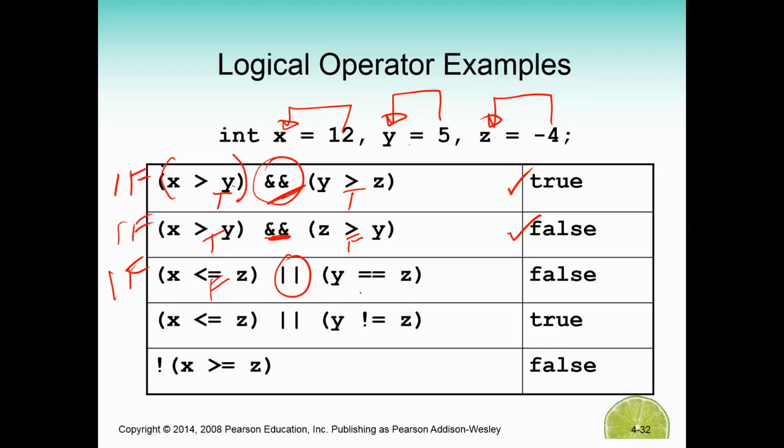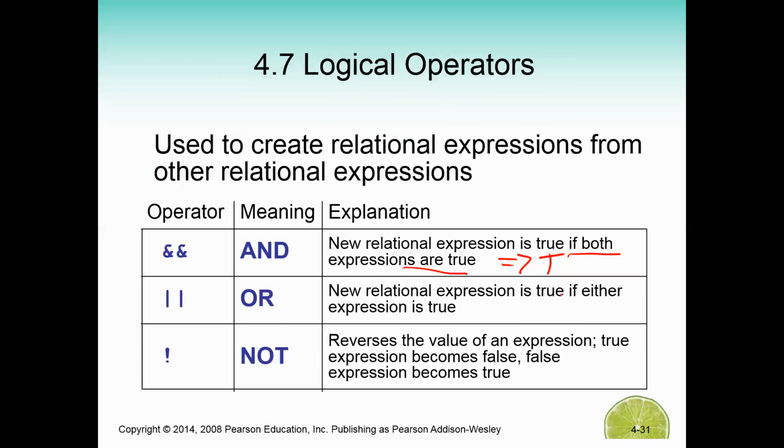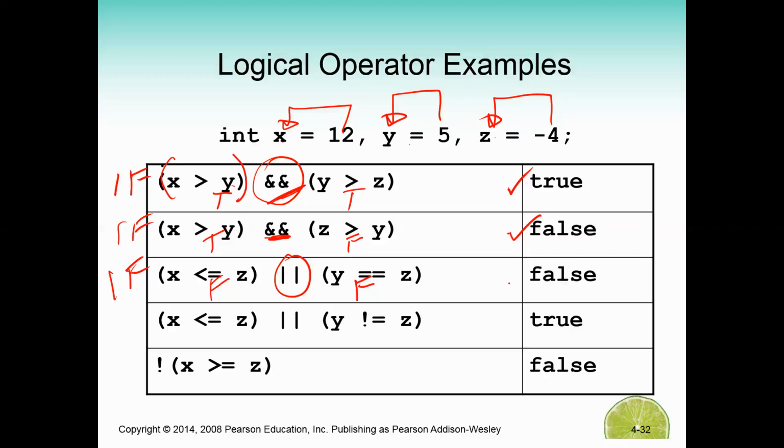And Y, is it equal to Z? Y is a 5. Is it equal to a -4? No, this is false. Both of them are false. And what we have here is that I need at least one of them so that everything can be true. So this is going to be false.